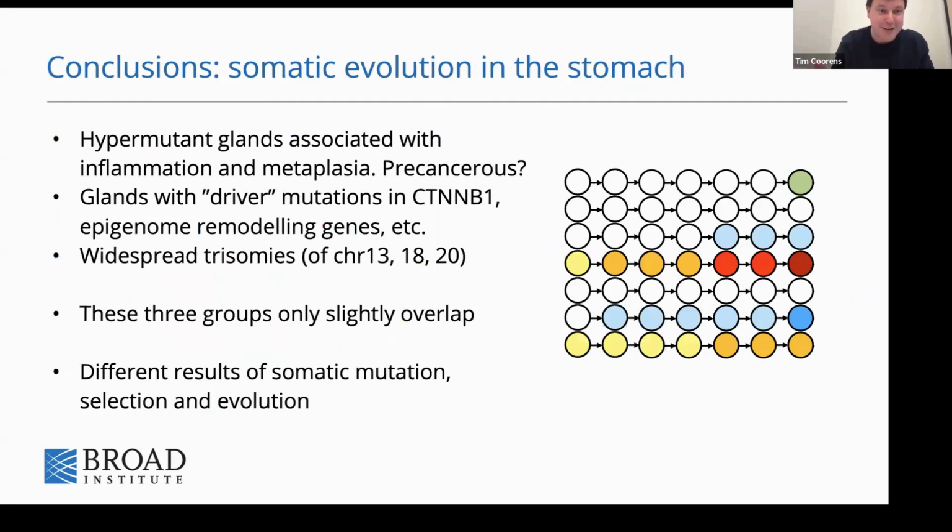So I think I've mentioned all of this, but we find these hypermutant glands associated with inflammation, especially metaplasia. That in part can explain why they act as a precursor lesion. By upregulating their mutational rate, these glands may, besides just being dysregulated, also be more prone to getting more mutations in the future. Their mutation rate is higher for SNVs, indels, but also structural variants. We find glands with driver mutations in beta-catenin and epigenome remodeling genes, and of course these widespread trisomies, all slightly different journeys that these cells take.